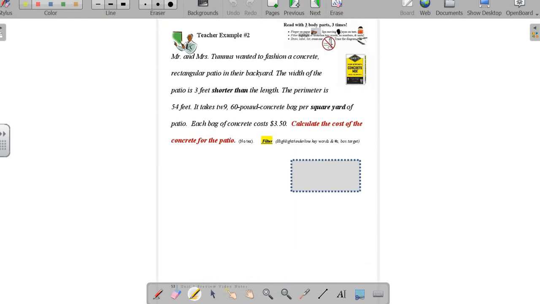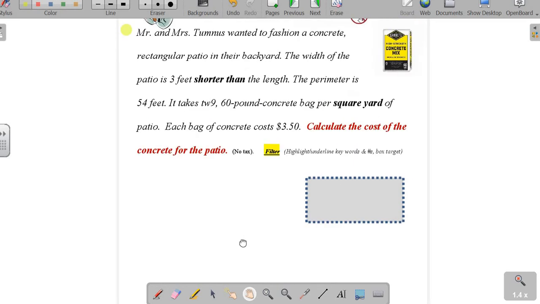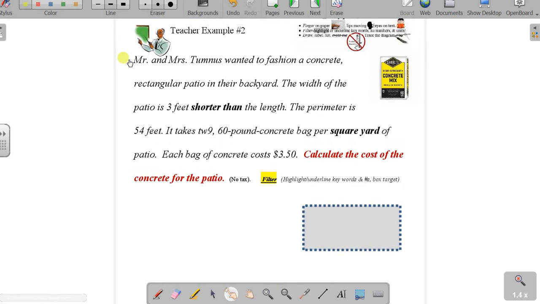Let's go over a more complex problem together, and then you're going to do the last one on your own. Again, reading 3 body parts 3 times. So I'd like you to please put your finger right at that dot, and I want your finger on your paper, reading aloud as I read.